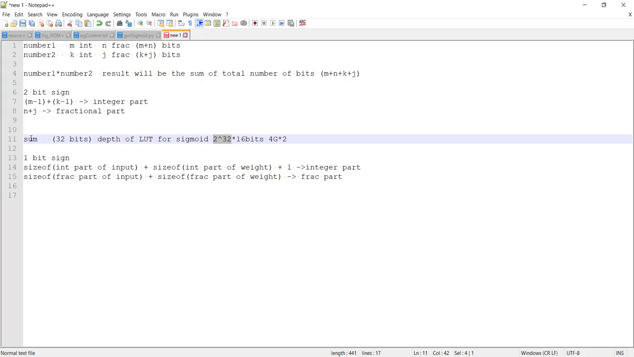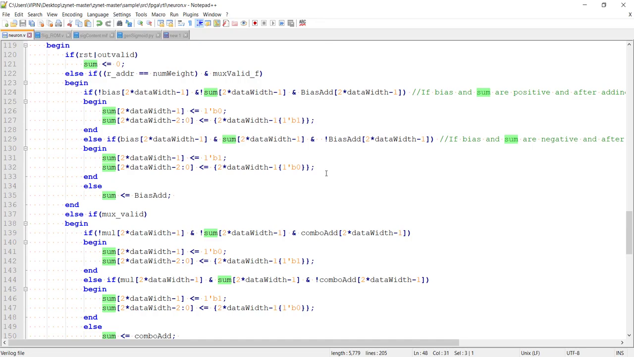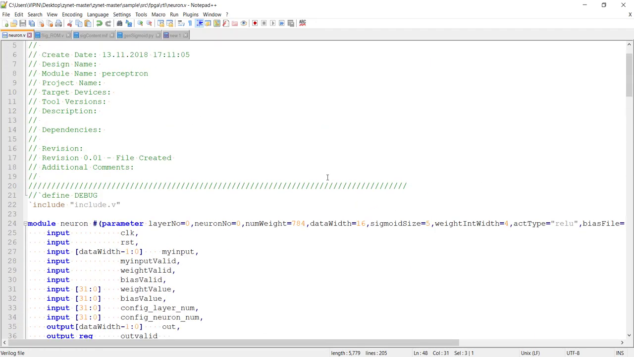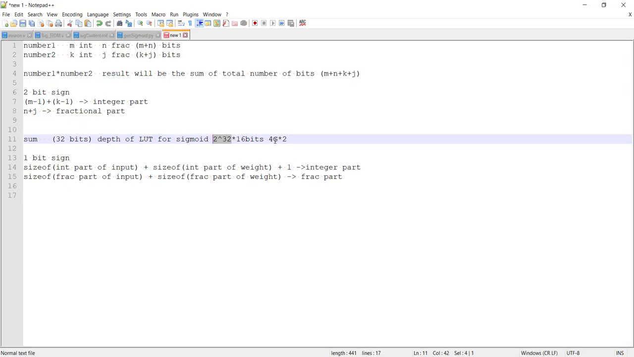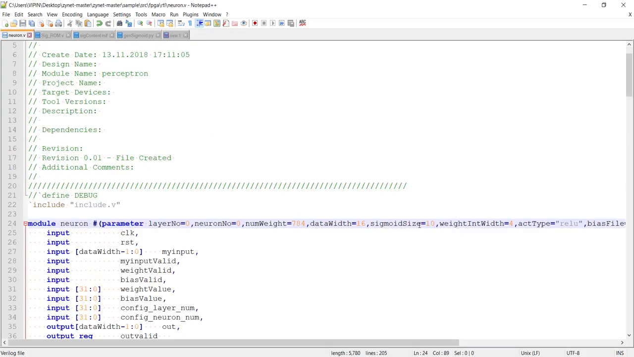Instead of that, we will take only some most significant bits from this one and we will feed it to the activation function. That value you can define, and that is what is given here as sigmoid size. So here it is 5 or 10, something like that. If I say 10, that means the depth of that memory is 2 to the power of 10, which is 1024, and each one of them is 16 bits. So 1K to 2K, 2 kilobytes. That is also big, but nothing compared to this one, right? So that is what we are going to do.